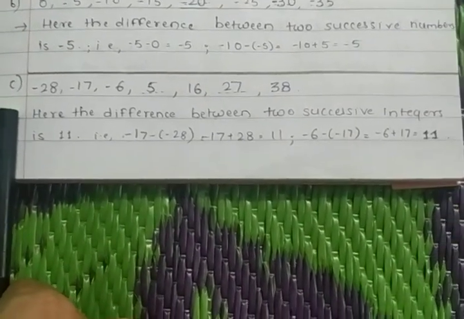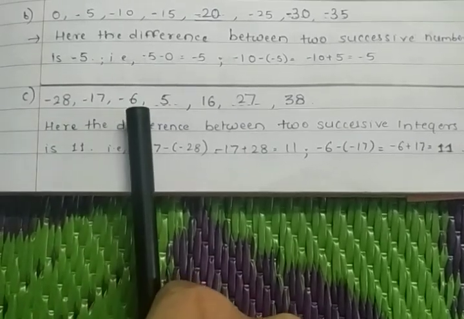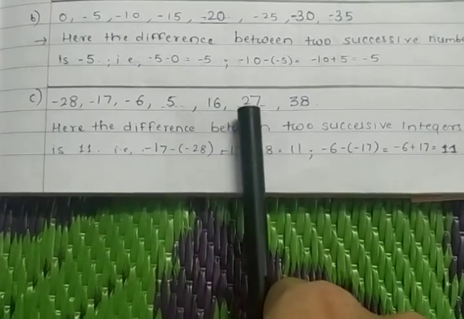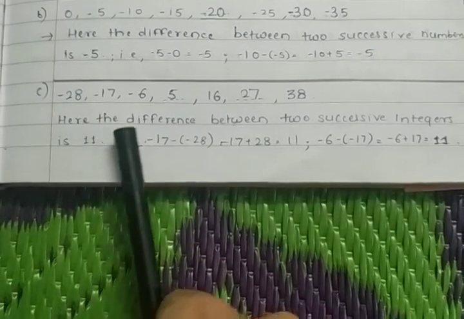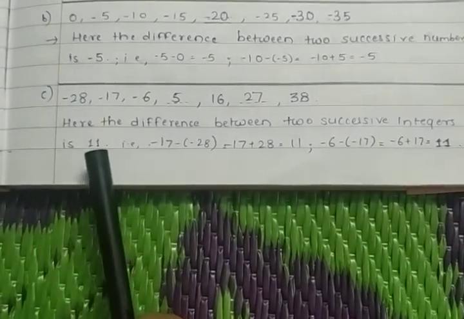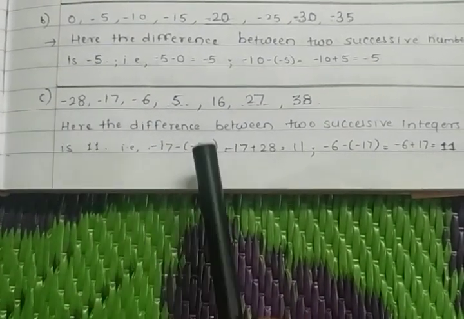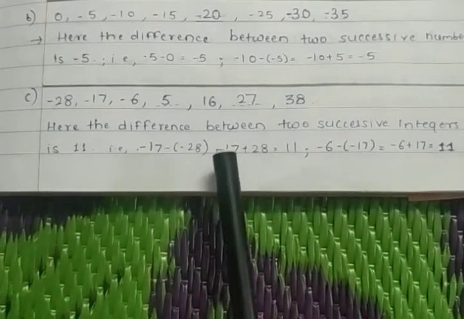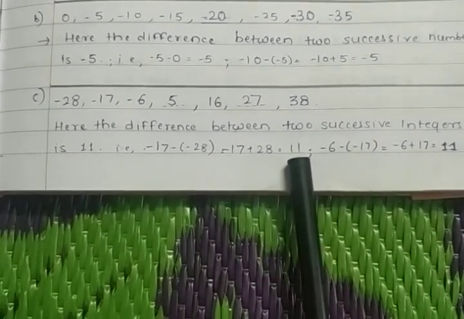Here the sequence is minus 28, minus 17, minus 6. This number they ask to find out, 16, this number also they ask to find out, and then 38. So what we'll do, see, here the difference between two successive integers is 11, right? That is minus 17 minus minus 28. This minus minus will become plus. So minus 17 plus 28 is equal to 11, right?